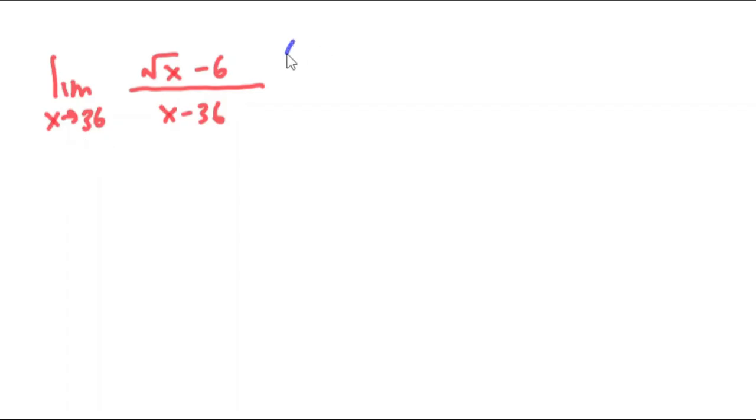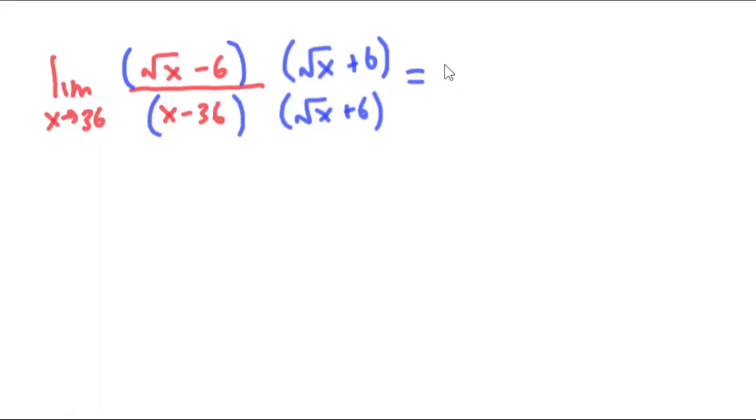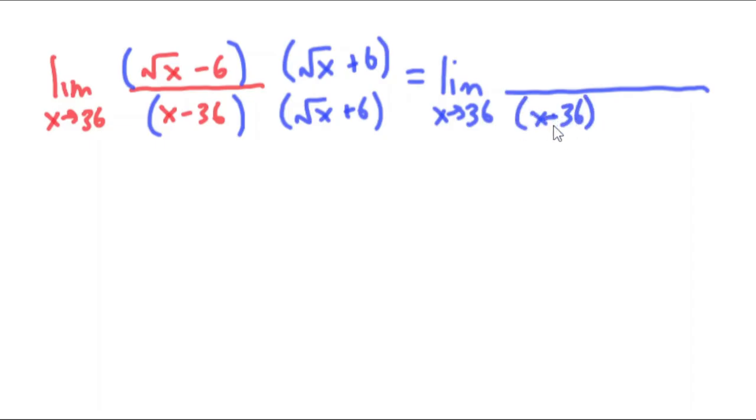And what we're going to do is multiply the numerator and the denominator by the conjugate of this. So for the square root of x minus 6, the conjugate is going to be the square root of x plus 6. We're going to multiply both the numerator and the denominator by that. The reason that we multiply by a conjugate is so that things will simplify nicely. In fact, let's leave the denominator not multiplied out, like this. When you multiply something by its conjugate, it's going to simplify nicely.